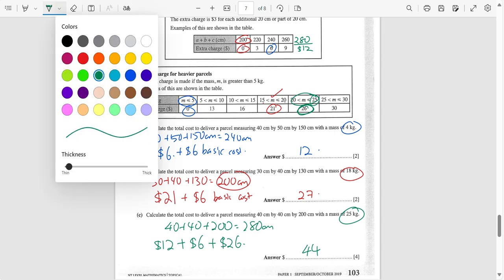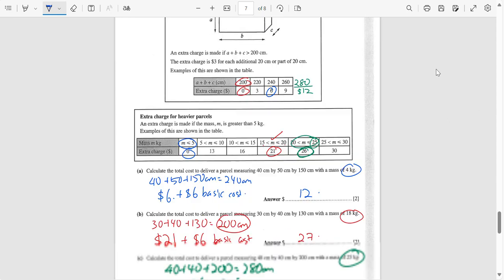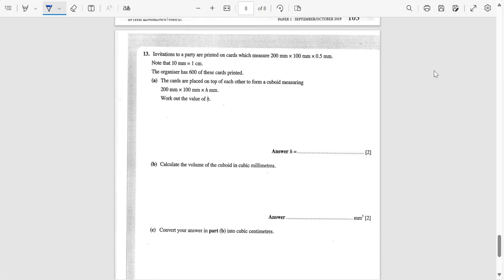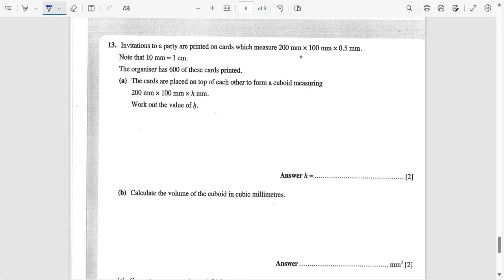Lastly, invitation to a party are printed on cards which measure 200 by 100 by 0.5. 10 mm is 1 cm. The organizer has 600 of these cards. The cards are placed on top of each other to form a cuboid.